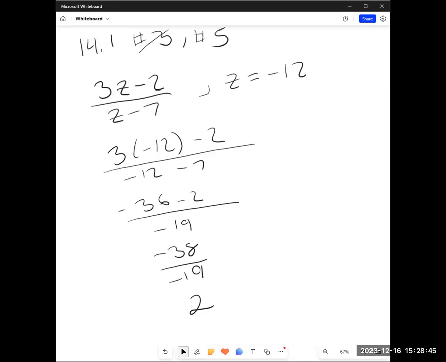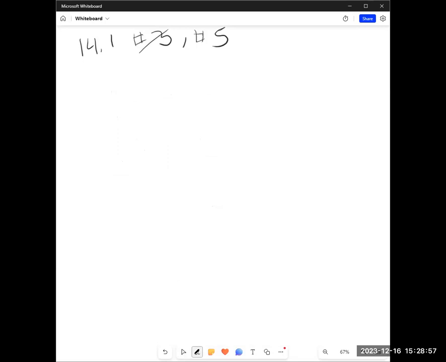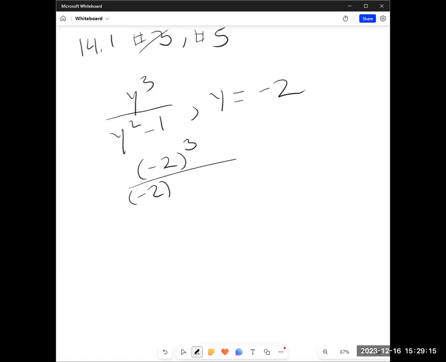Head on down here and look at our next problem. This one is y to the third over y squared minus 1. You want to let y equal to negative 2. Let's evaluate this. So we need to put the negative 2 in parentheses here to the third power, and the negative 2 in parentheses here to the second power.